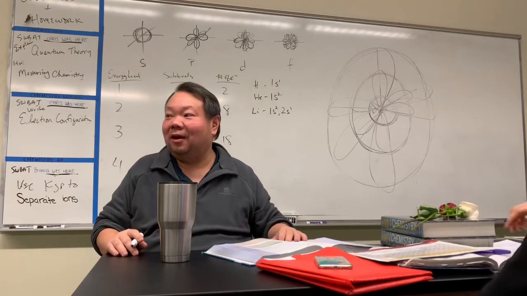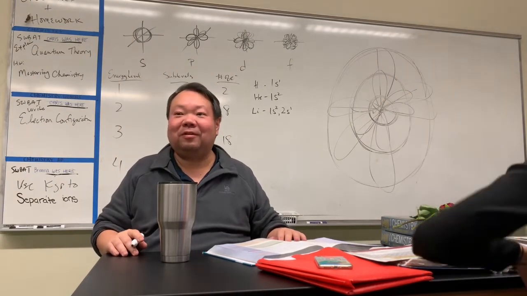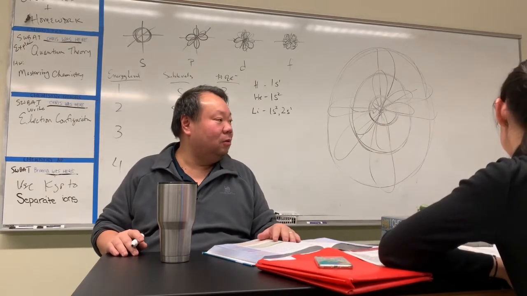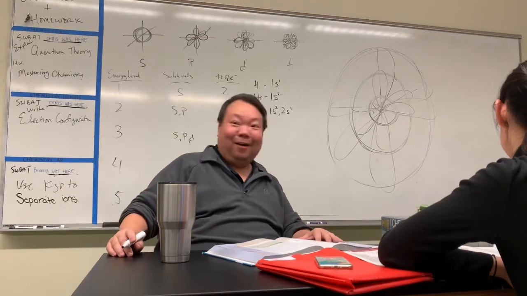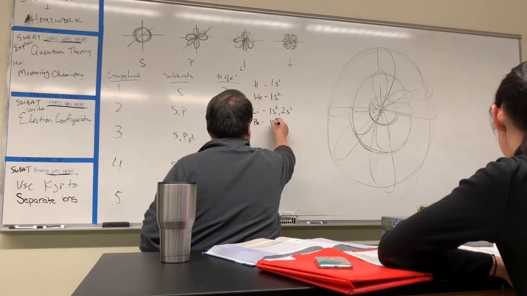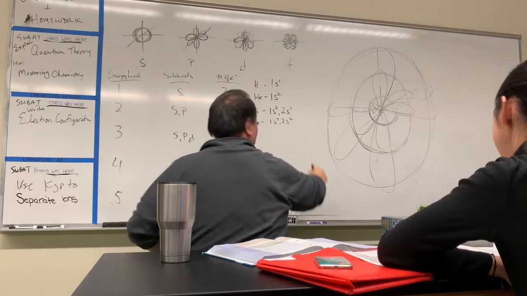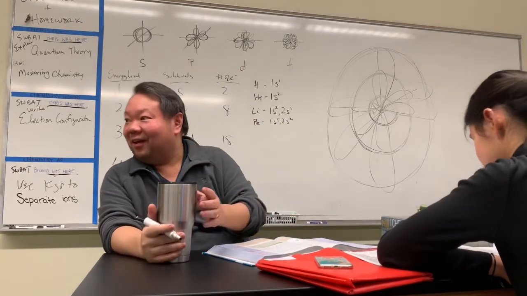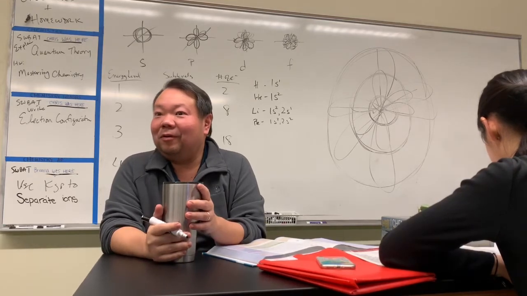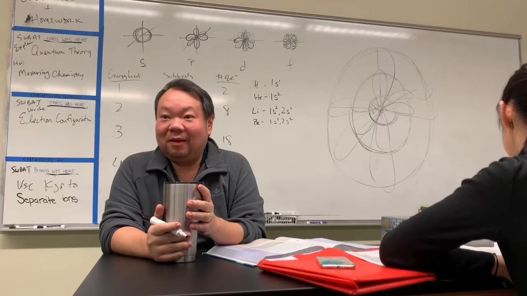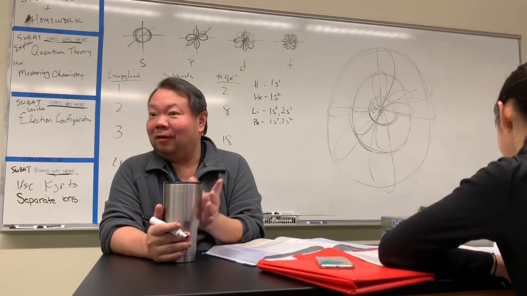What's the next element? Beryllium. Who wants to give me the electron configuration for beryllium? Najma? 1s2, 2s2. Correct. What's the next element? Boron. Who wants to try boron? Sebastian. 1s2, 2s2, 2p1. That is correct.